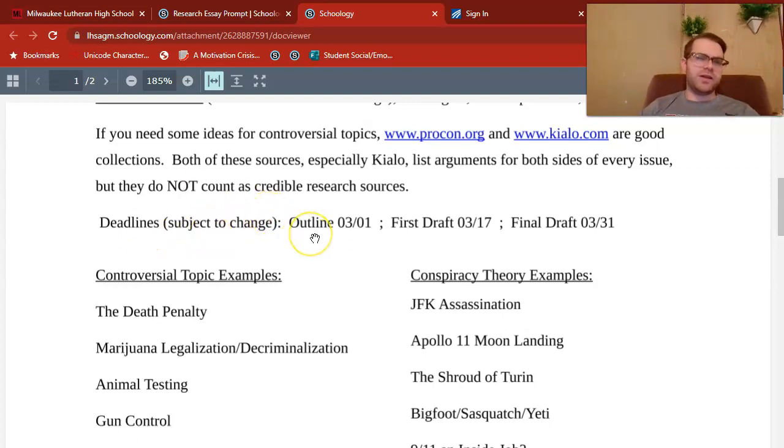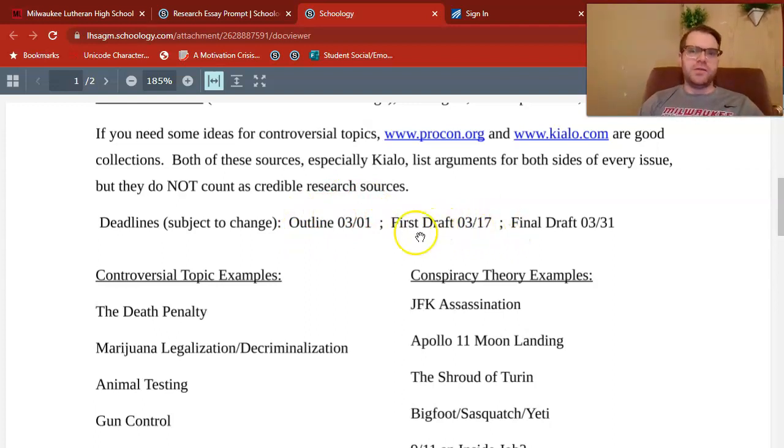The 3 deadlines we're looking at with this essay: outlines I would like to be done by the end of March 1st. I could go a little bit later than that because of the craziness this week, but we'll see how we're doing. First draft I would like to get in right before spring break, so I can use spring break to give some comments on those first drafts. And then we'll finish off final drafts the week after spring break. It gives you a chance to make any changes based on my comments and get a final draft submitted.